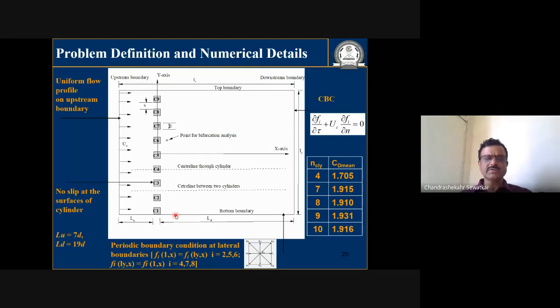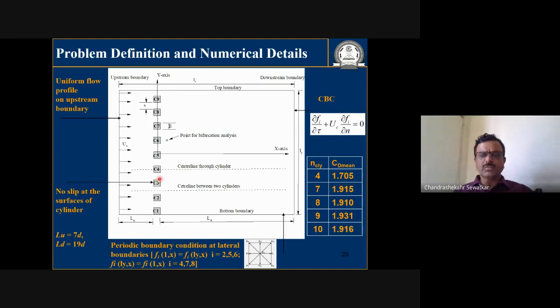What is a periodic boundary condition? Whatever are the velocities at this boundary, the same velocities are experienced here. Such boundary conditions are called periodic boundary conditions. Why does it happen? Because if I have an infinite number of rows of cylinders placed, then my fluid flow phenomena is bound to repeat after a certain transverse distance. It's bound to repeat.